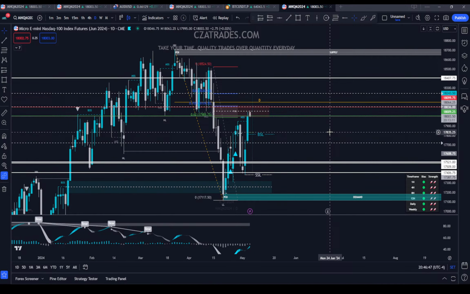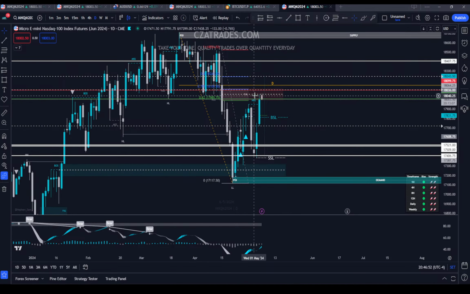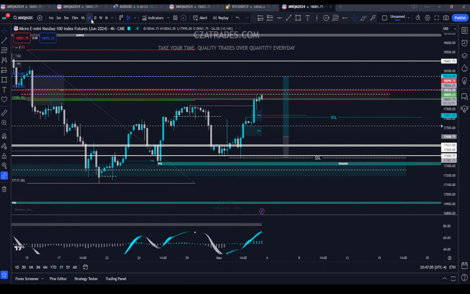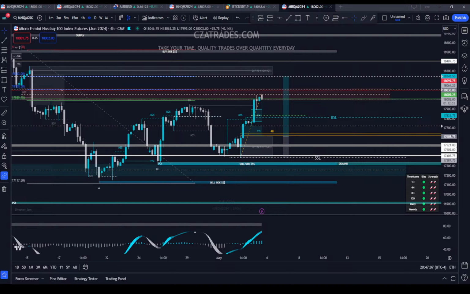So for now, the closest thing to my price action right now is going to be this bearish fair value gap, which we will get into. I did enter on one of my accounts and I'm looking for shorts. Let's go down to 4-hour.